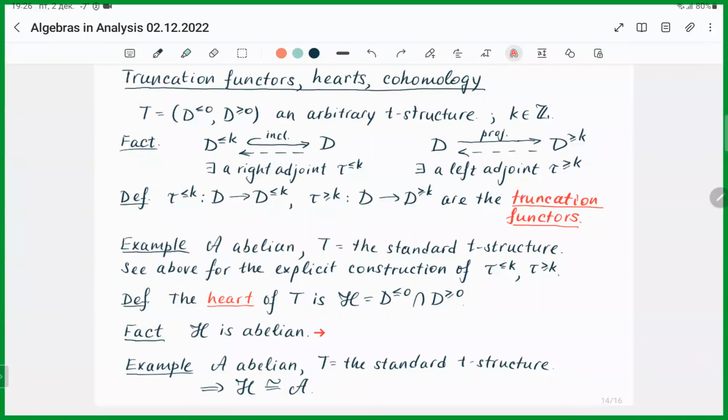A fundamental fact, probably the most fundamental fact in the theory of T structures, is that the heart of any T structure is abelian. This is not obvious at all, and this is a rather involved theorem. So the heart is always abelian. Well, here's a simple example. Again, if you take the standard T structure, which is defined on the derived category of an abelian category, then it is more or less immediate from the definition that the heart is equivalent to the original category A. So in this case, we get nothing new.